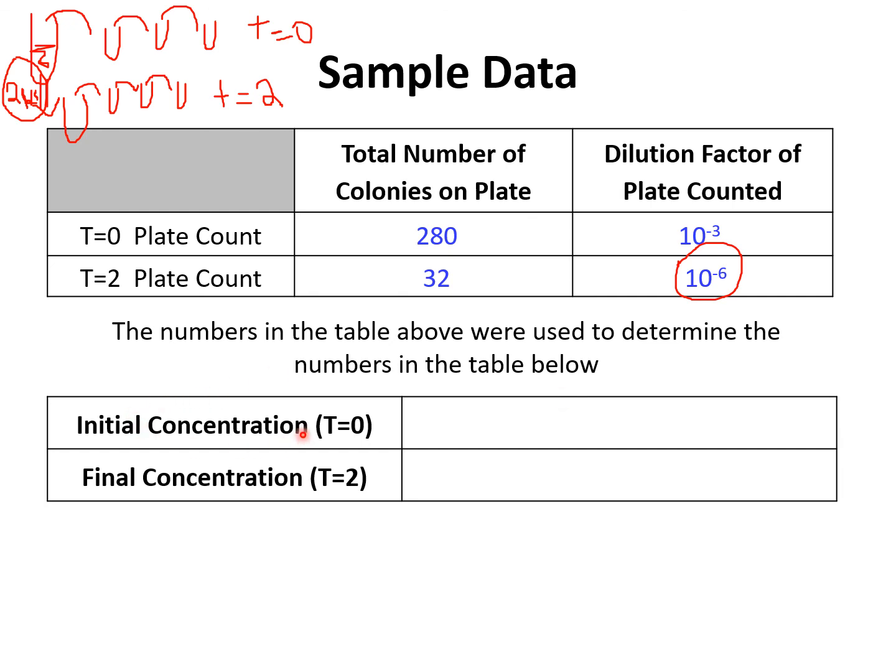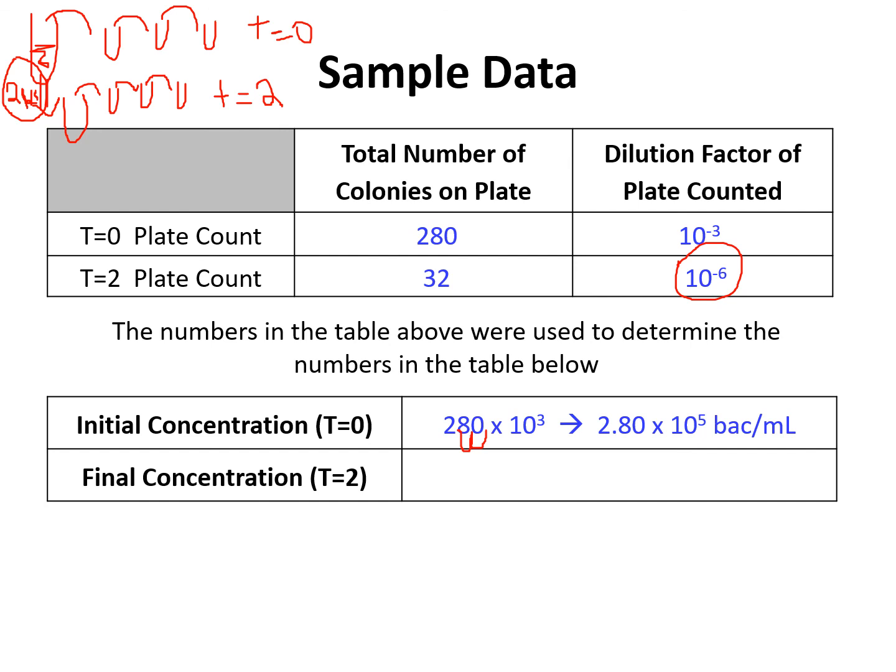So when I want to know what's my original concentration, what's my initial concentration, that is t equals 0. So remember what does the equation tell you? It tells you take your colonies, multiply it by your dilution factor. So at t is 0, I'm going to say 280 times 10 to the 3. That's the same thing as saying 2.8 times 10 to the 5. Why? Because here's my decimal point. All I do is move it 1, 2. Since I moved it 2 spots, 2.8, now I have to say times 10 to the 5.